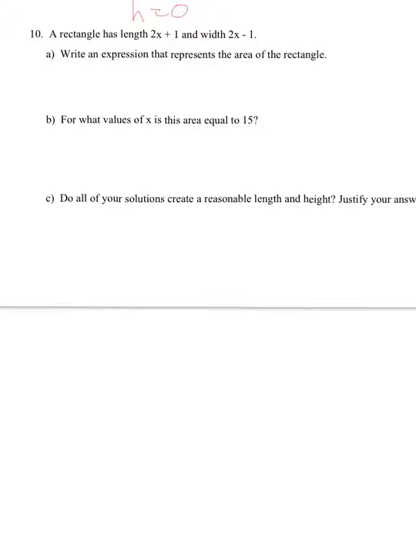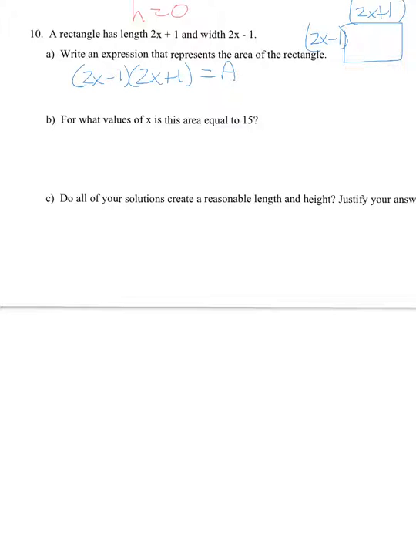Okay, number 10, a rectangle has a length of 2x plus 1 and a width of 2x minus 1. Sometimes it's helpful to draw. So this would be the 2x plus 1 side since it's longer, and this would be the 2x minus 1 side. And so we're going to write an expression that represents the area. We know that length times width equals area. So we would say that's 2x minus 1 times 2x plus 1. That equals the area.